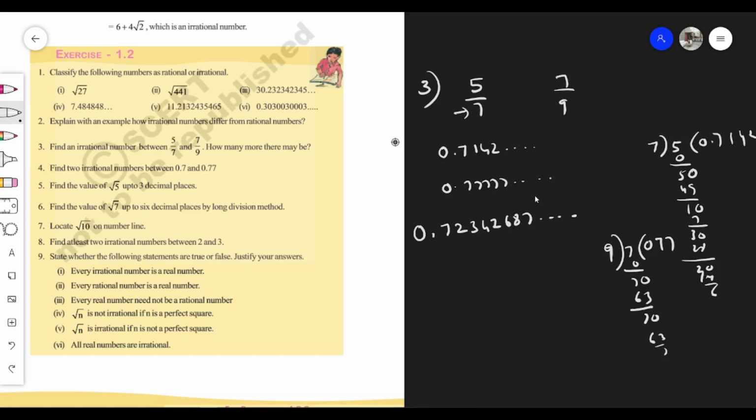You take between 0.71 and 0.77. You can start with 0.72, 0.73 and put as many digits as possible without any proper order. That becomes an irrational number.